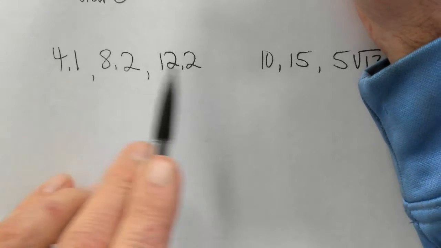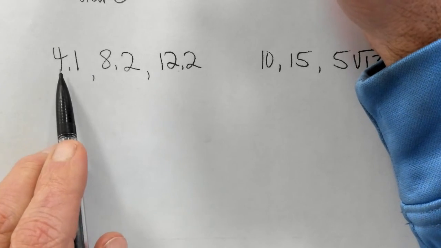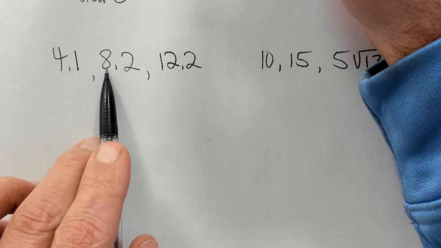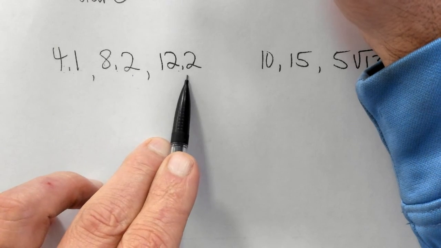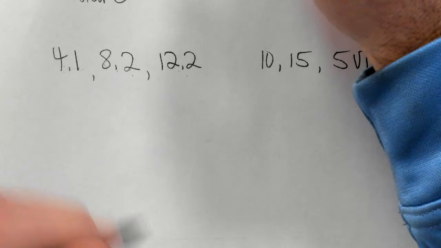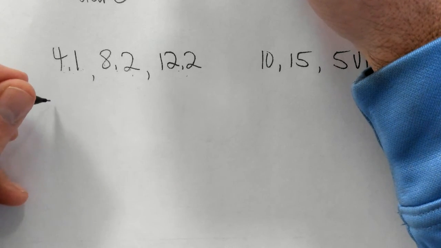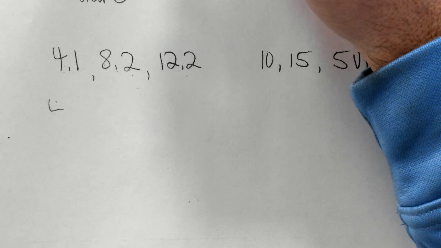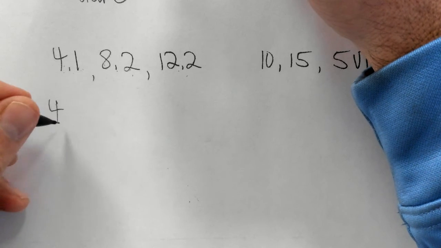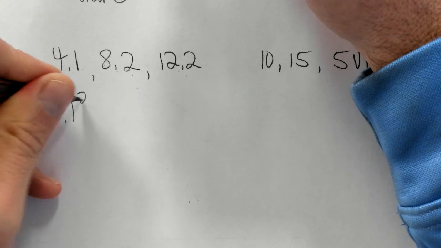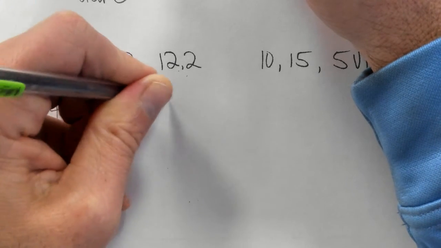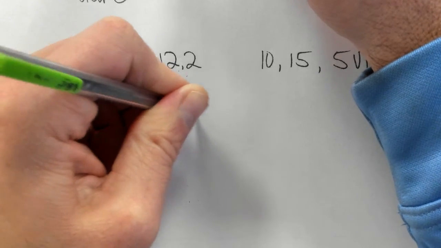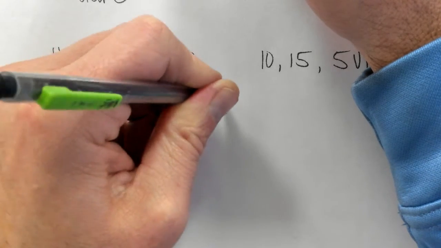All right, so for the next one, 12.2 is the biggest. 14.1 plus 8.2 is going to be bigger than 12.2. Not by much, but it is. So it still can make a triangle. So we'll go 4.1 squared plus 8.2 squared. And we want to see how that compares with 12.2 squared.